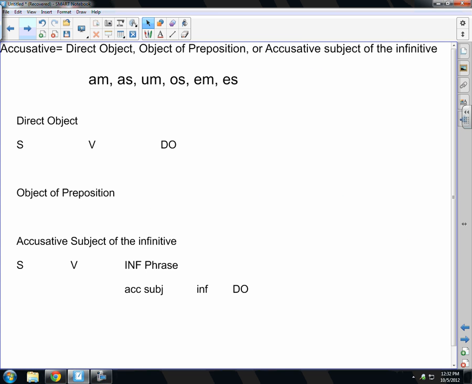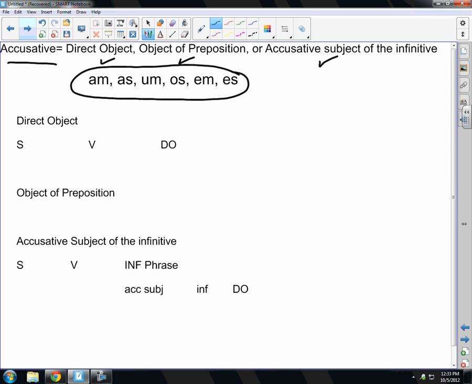Accusative. Now, this is a favorite one of mine because, frankly, it's quite complicated. There's no way around it. There are three different possibilities for the accusative. It can be the direct object, it can be the object of a preposition, or it can be the accusative subject of an infinitive. Now that's great, Coach. I know that. I can write that down on my chart. I know when I write down the accusative case that I have to put direct object, the object of a preposition, or the accusative subject. I know that. And I know that my endings for the accusative are A-M, A-S, U-M, O-S, E-M, E-S. I know that. But what is a direct object?